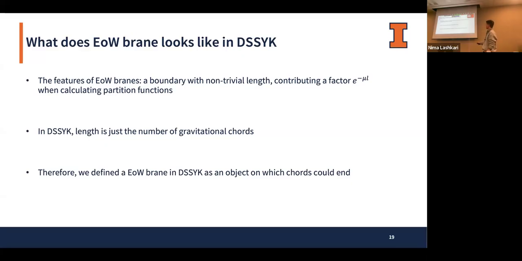Therefore, we define the end of the world branes in double scaled SYK as an object on which chords could end. Because whenever you have an object on which a chord could end, then that object has a non-trivial length in double scaled SYK, right? Because I have discussed before that the number of chords is basically just the discrete length of something in double scaled SYK.